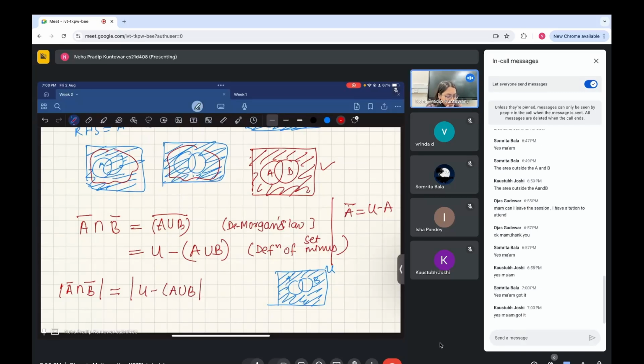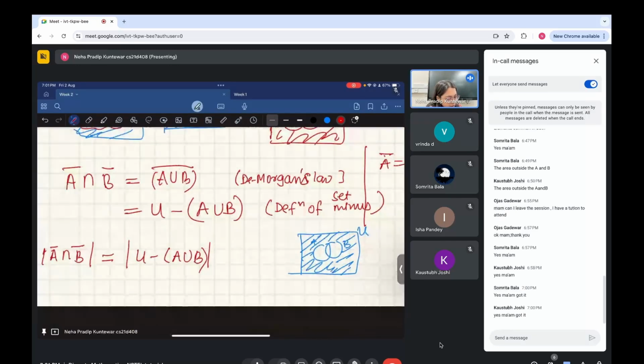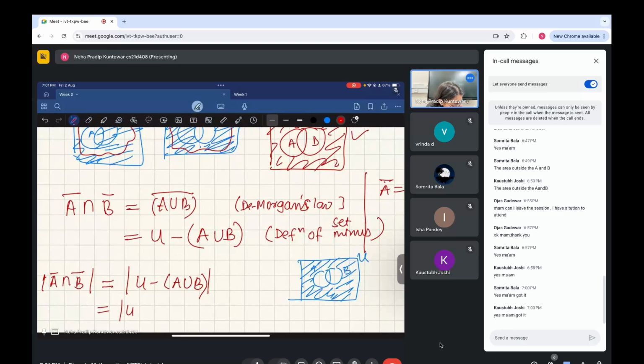And now, since these two sets are disjoint, you can write this as cardinality of U minus cardinality of A union B. So this shaded area outside A and B is precisely what we have calculated so far. And now we want to simplify this further. So does anybody have any doubt at this point?